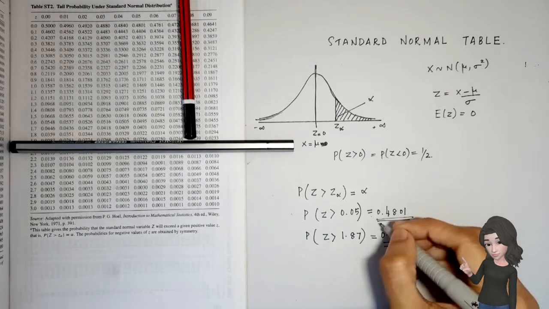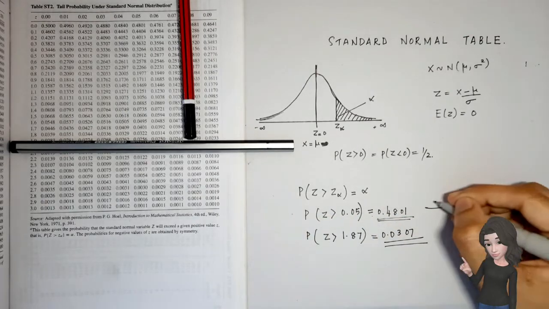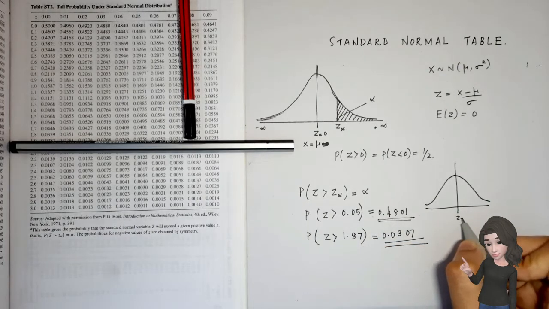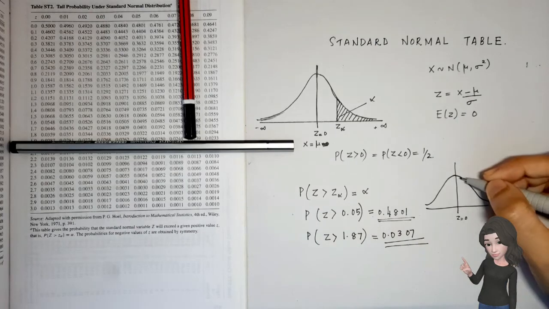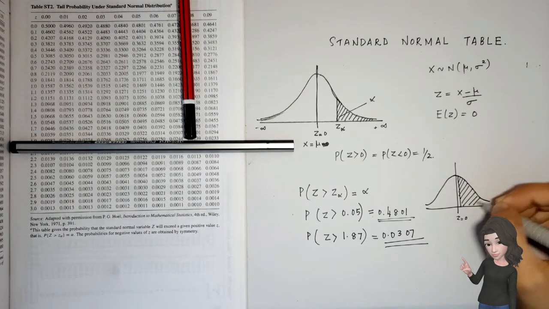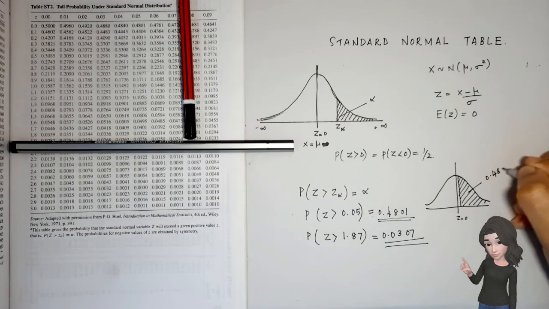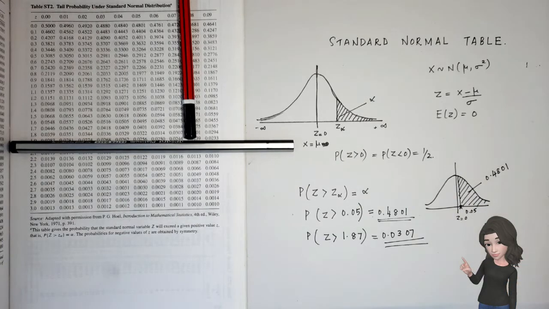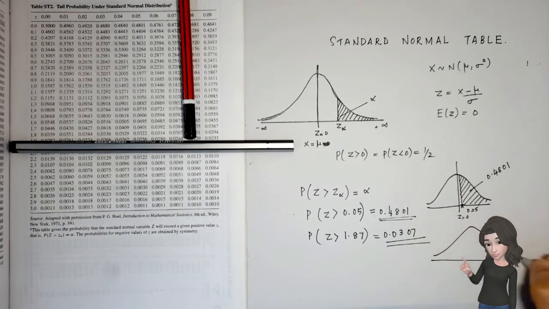If I draw a graph corresponding to this, if I draw the normal curve, this is Z equal to 0. Z greater than 0.05 is so near to Z equal to 0, and this is the corresponding area, 0.4801, and this corresponding point is 0.05. Similarly, if I am to draw 1.87, I can draw it toward this end where it is 1.87, and this value is 0.037.